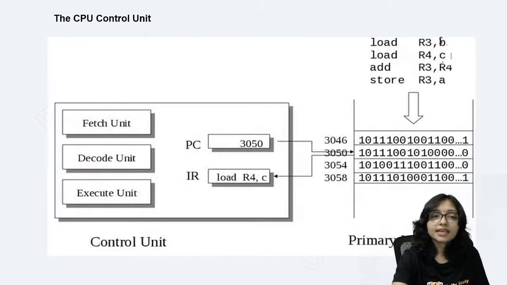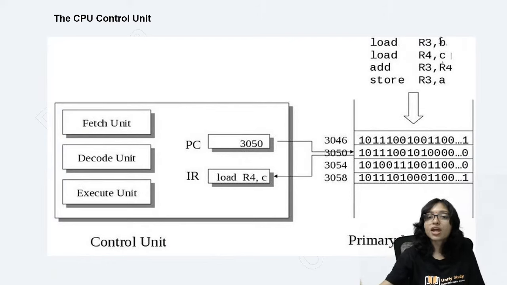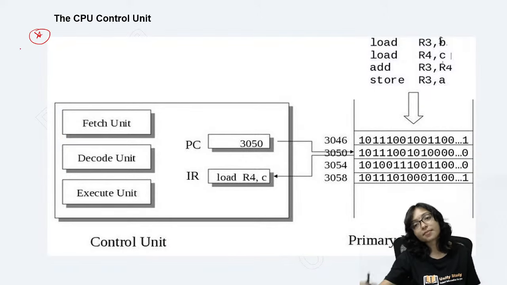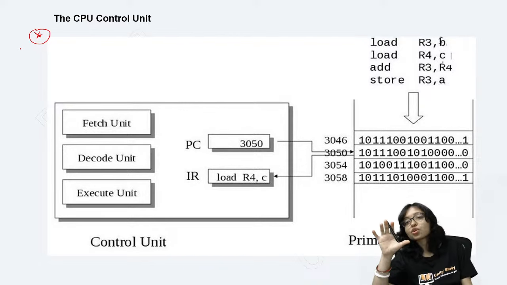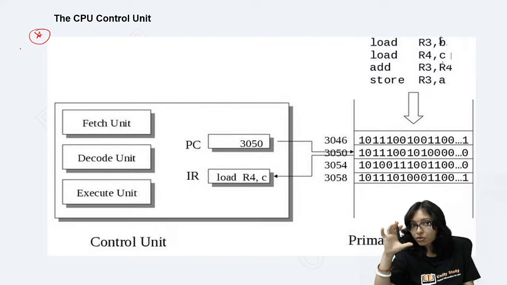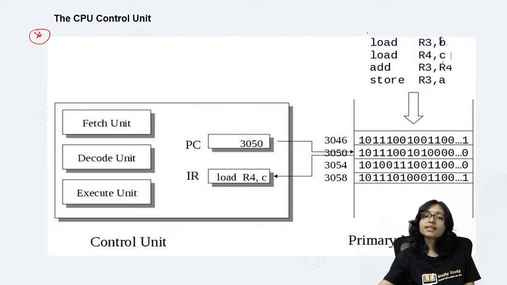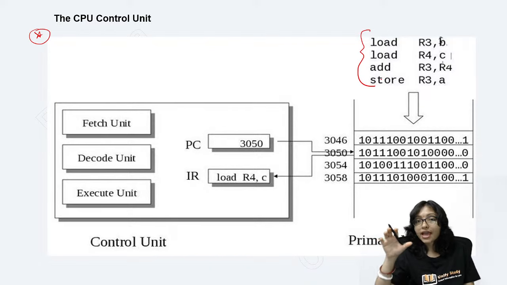Now you can see here how an instruction is going on. It is a very easy example. Through the example you can understand how it actually works, how the instruction is going on. You can see this is the program. It is the machine language, assembly language, how we are writing the program. Here you can see load R3 comma B means I am loading the data into R3.